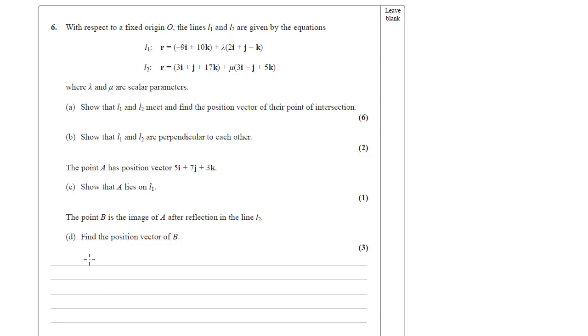Question number 6 is vectors. A vector is a line with an arrow. So we have two lines. This is L1, this is a line, and this is L2, this is another line. So it's a line with a direction.